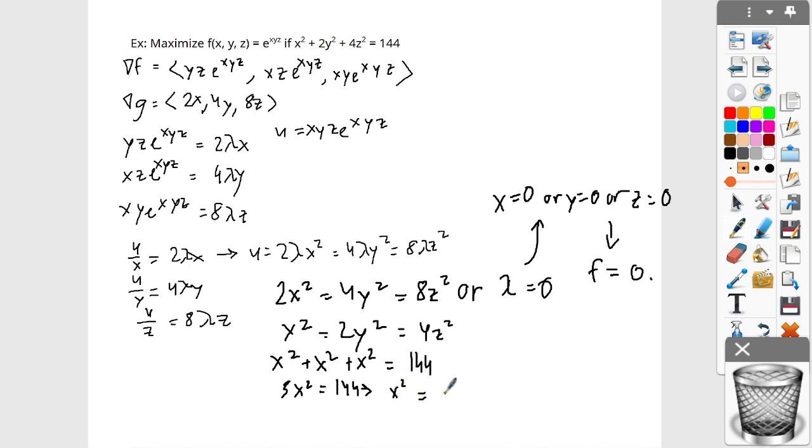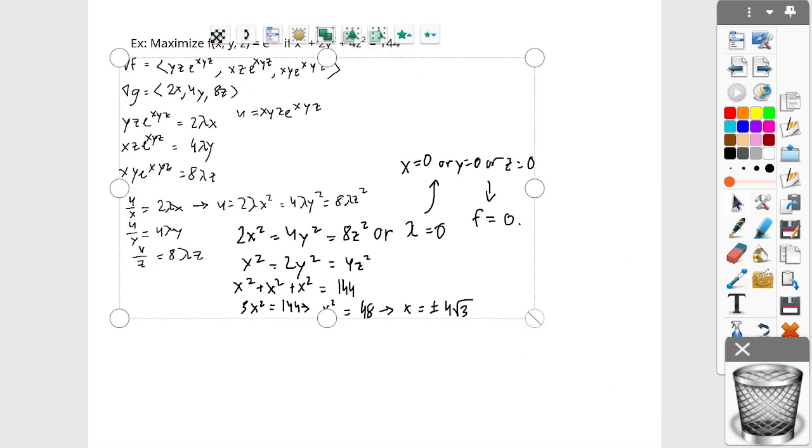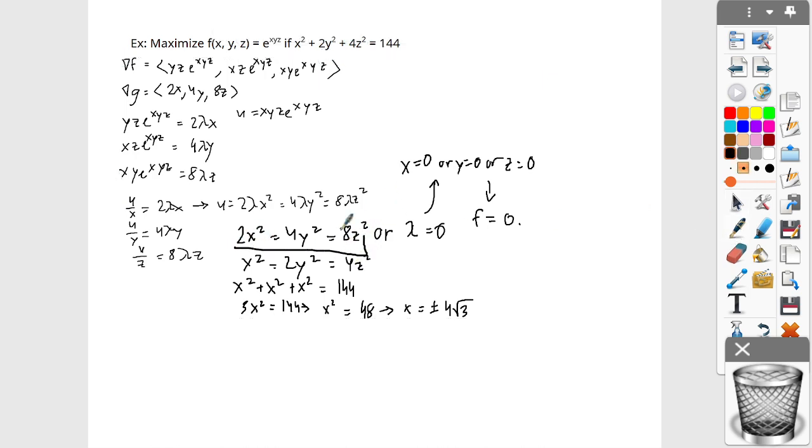So x squared is 48. So x is plus or minus square root of 48, which is plus or minus 2 root 12. Or, I'm sorry, 4 root 3. So usually I try x equals 4 root 3, and then I try y equals 4 root 3, but I don't really actually need to do that. Why? Because 4 root 3 and negative 4 root 3 is going to give me the same thing in this equation. So, especially x squared is equal to 48.